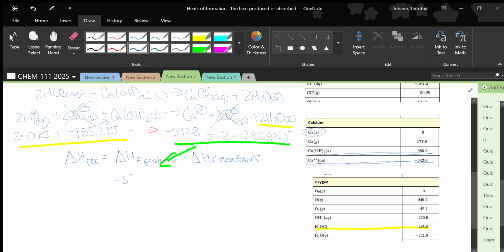So I've got negative 542.8 kilojoules plus 2 times negative 285.8 kilojoules, okay? And then I need to subtract from that whatever the value is for my reactants, which are 2 times 0 kilojoules, which is going to be 0, right? And then minus, plus minus a minus, 985.2 kilojoules.